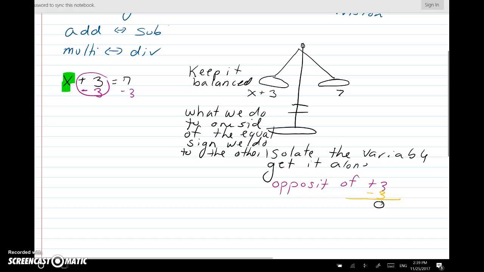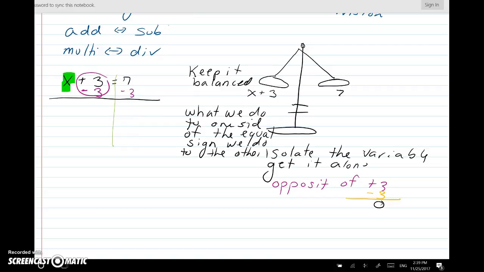Some people find it helpful to draw a line through the equal sign so they can see both sides of the equation easier and they don't mess up. But this one's up to you. This one you can do or not do.